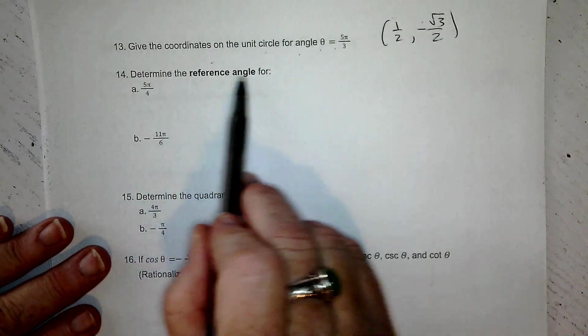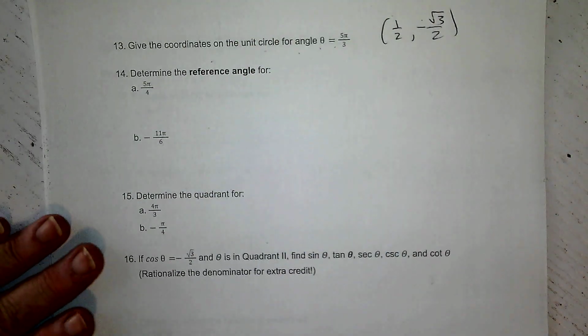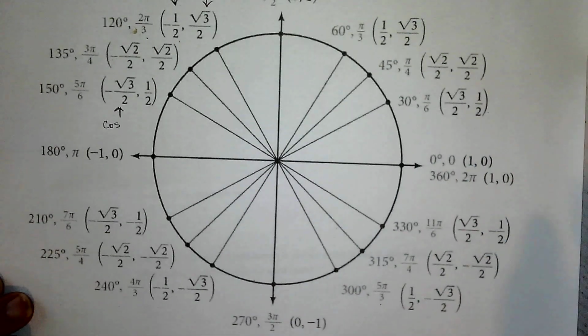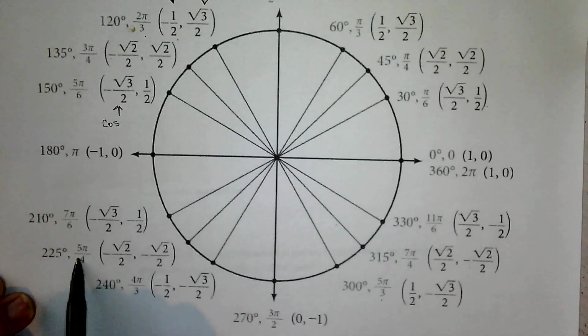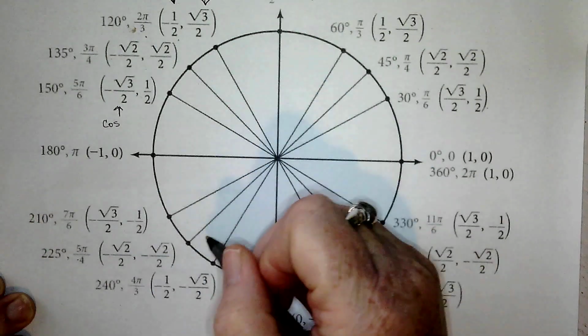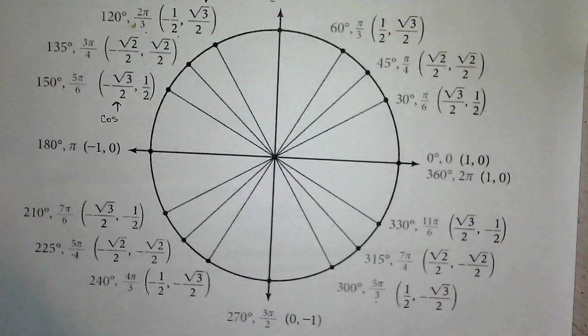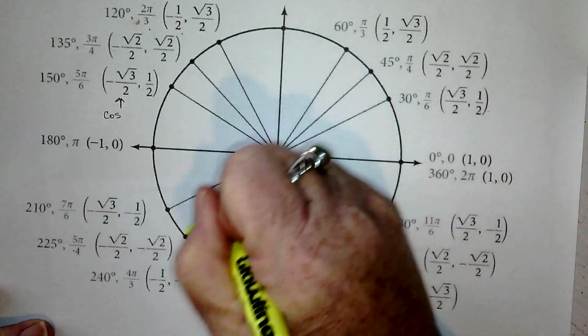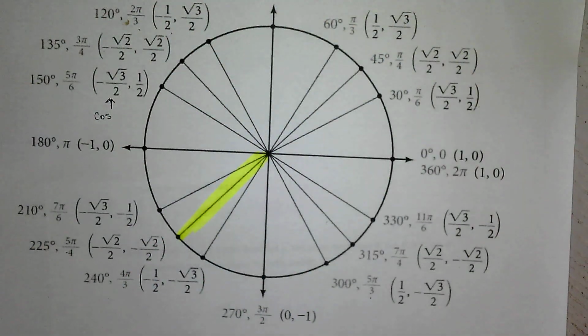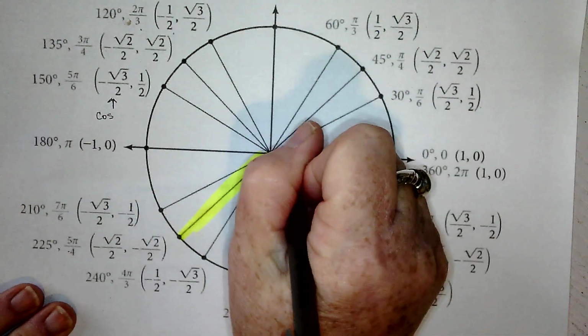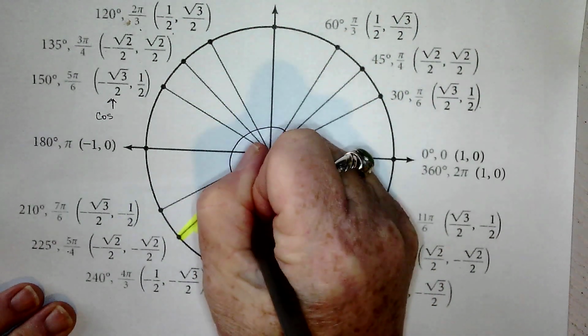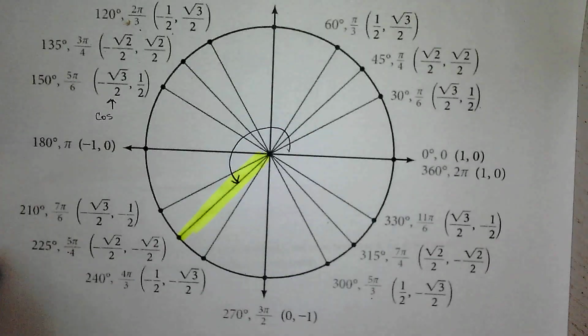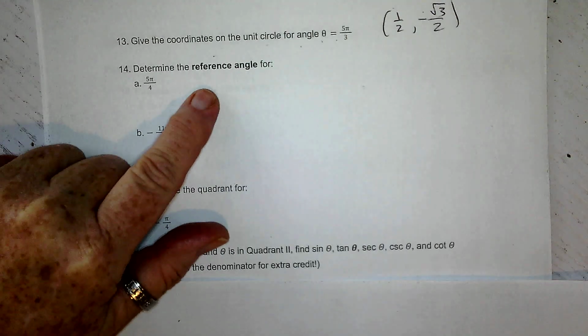Next is determine the reference angle for 5 pi over 4. Okay. Here is 5 pi over 4. And we want the reference angle. So I'll use my highlighter. This is referencing this terminal side here. So that means that this is 5 pi over 4. Okay, and we're looking for the reference angle.